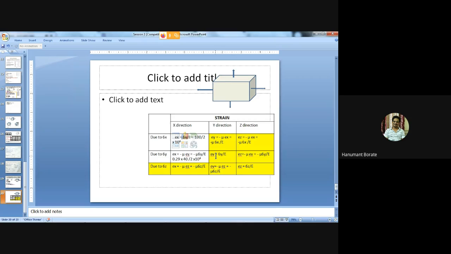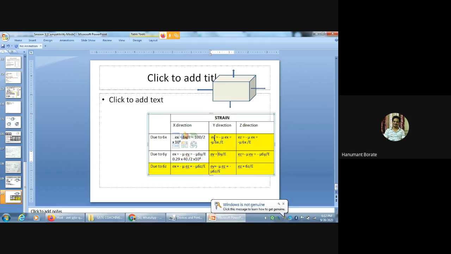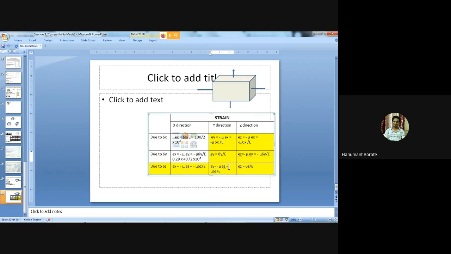Okay, so the value of epsilon y will be minus sigma y by E, because if we apply the compressive force in y direction, then the thickness is going to decrease. For the decreased or contracted dimension, we use a negative sign. So strain in y direction equals minus sigma y by E. At the same time, the strain in the x direction and strain in the z direction will get the positive value, because these strains are lateral strains. When linear strain is negative, at that time lateral strain should be positive.